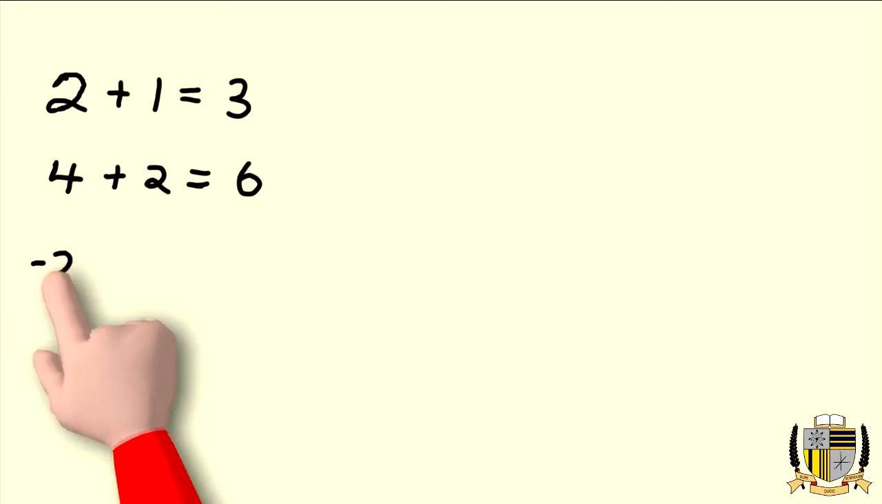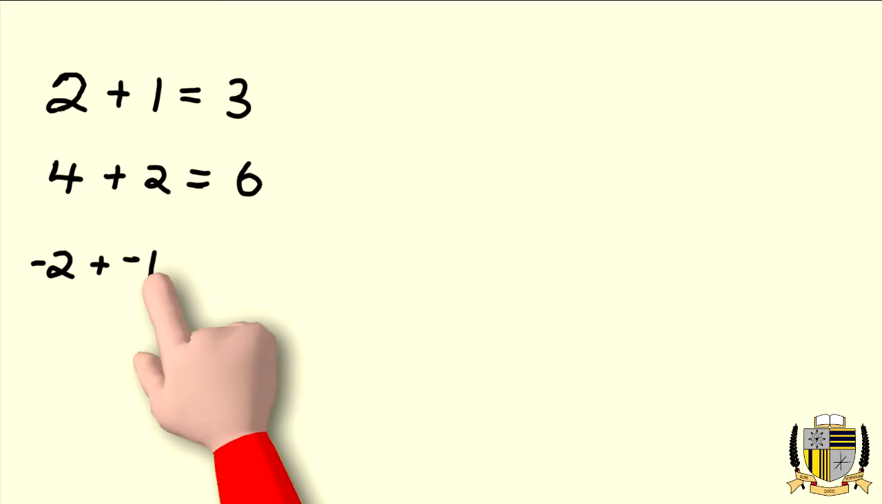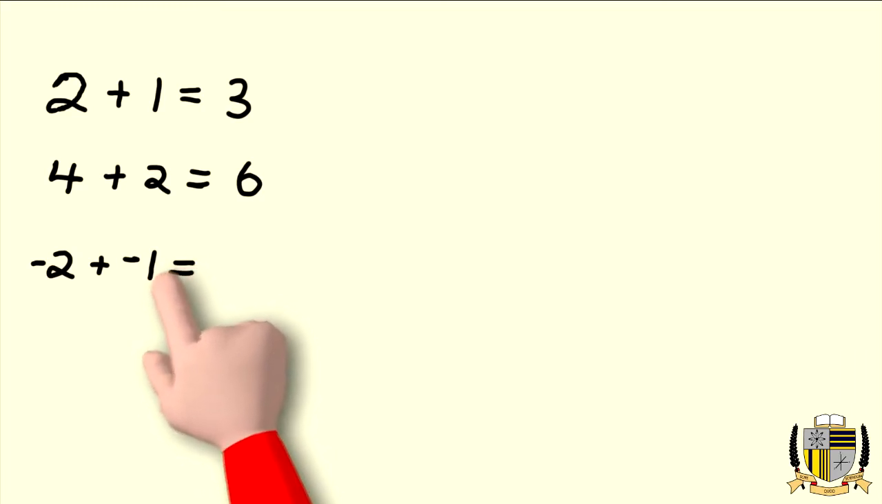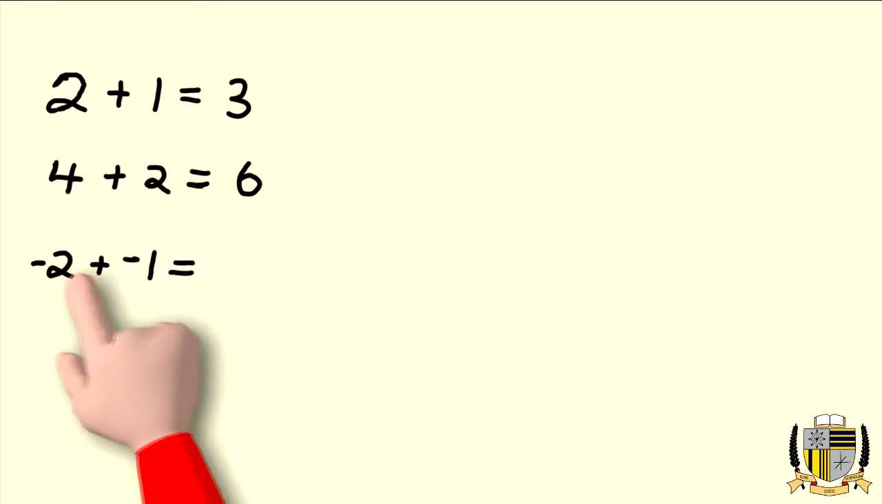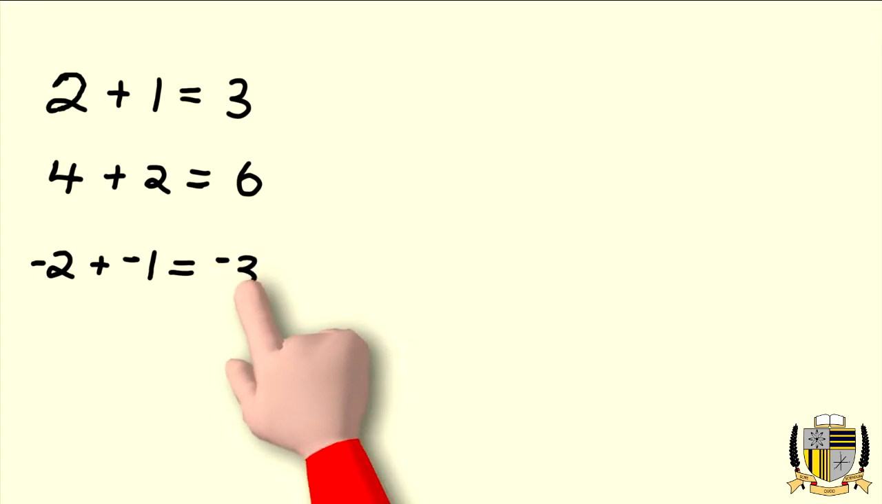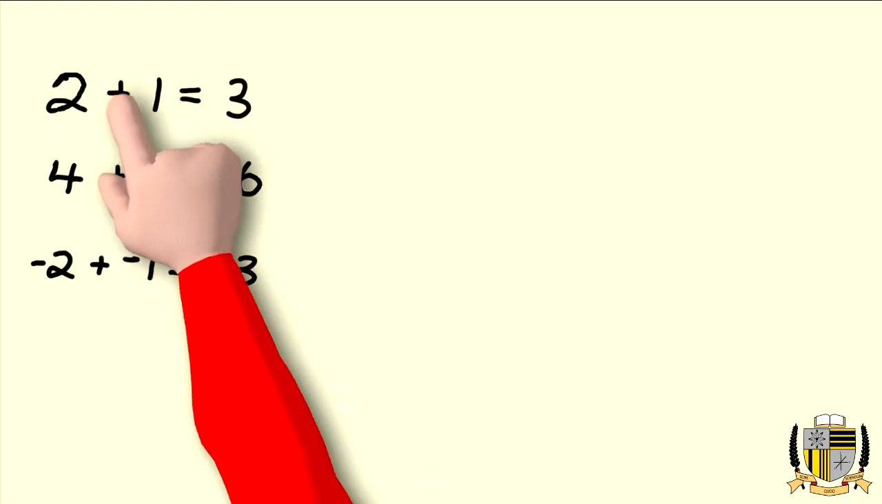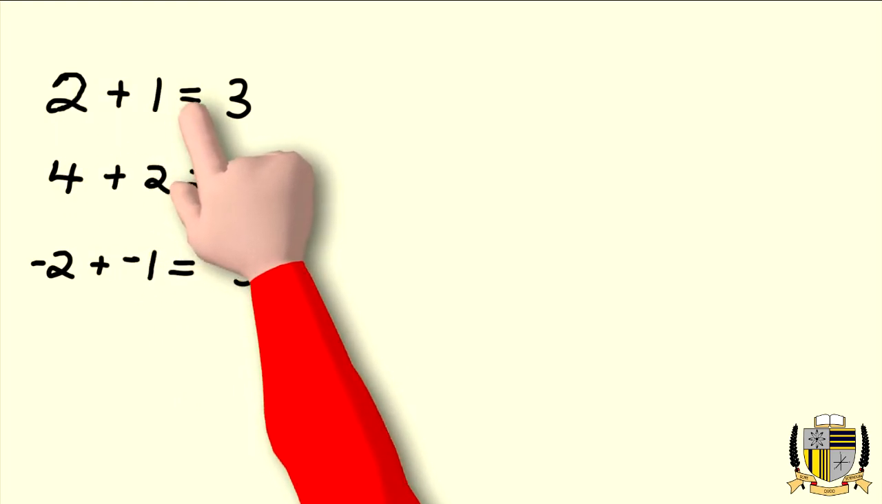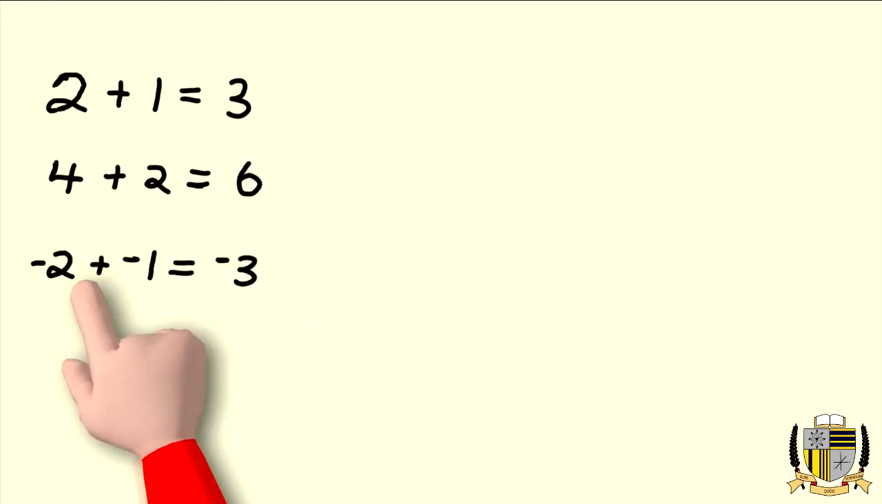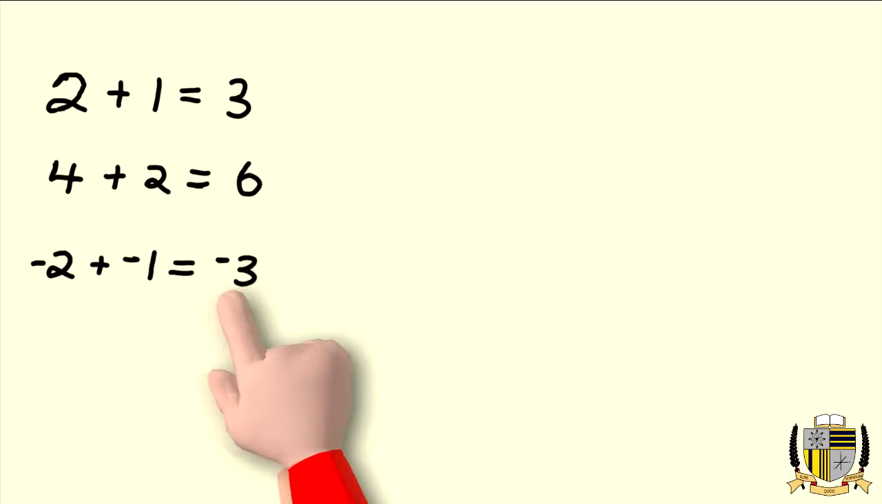Now, what if we have a negative 2 plus a negative 1? Addition of signed numbers says, well, the signs are the same and we're adding them. So it's going to be the same sign and just straight up addition. So it's going to be a negative 3. Similar to up here, we had a positive 2 plus a positive 1 is equal to a positive 3. We have a negative 2 plus a negative 1 is equal to a negative 3.